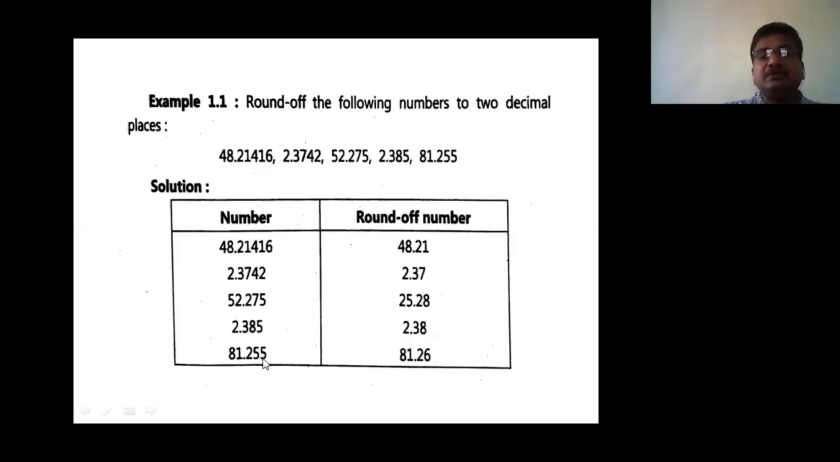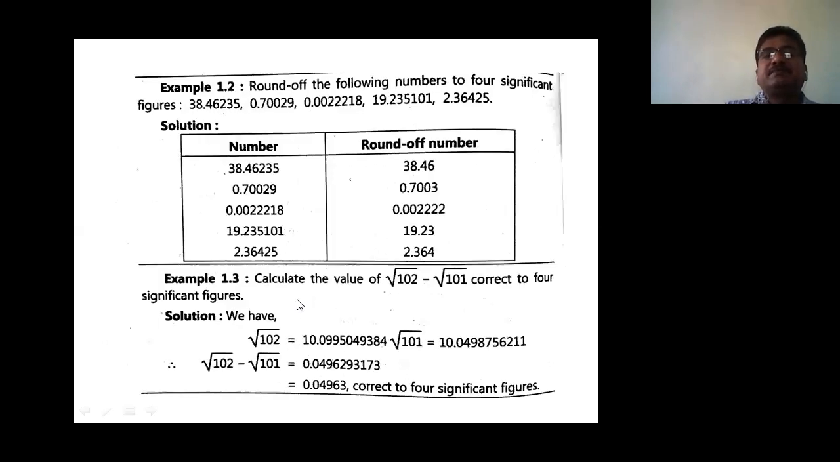So this number is rounded to 81.26, because the first discarded digit is 5 and the previous digit is odd, so increase by 1. So all these numbers are rounded to 2 decimal places.